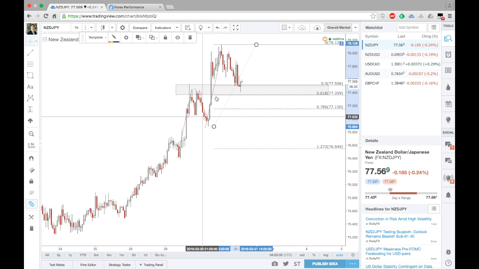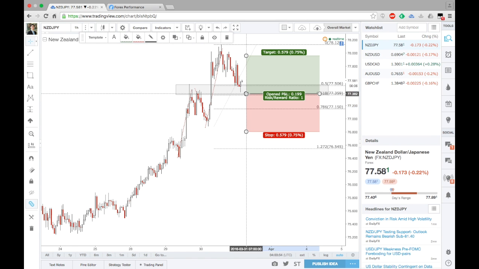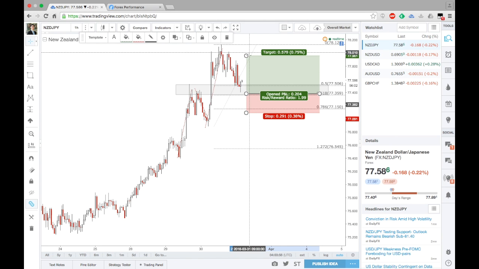Alright, so once you identify that, the first step is to identify 1, 2, 3, 4. The next is to pull in your Fibonacci and see if there's any confluence with your previous structure level. If there is, how I'm going to enter is conservatively at 618. My stops will be just below 786, and my first target will be at the previous high.